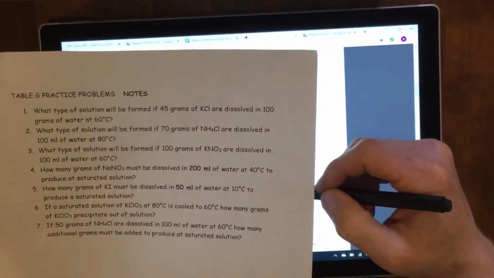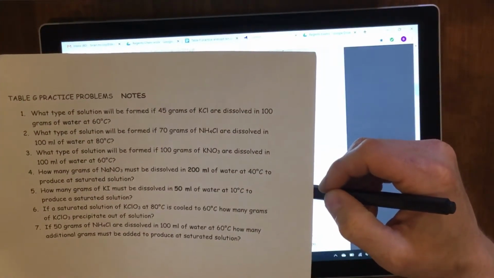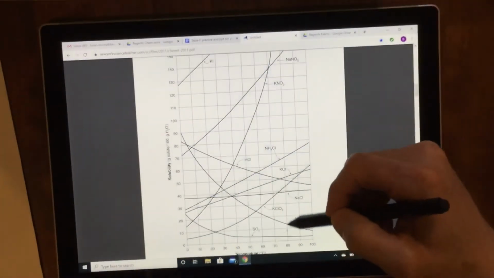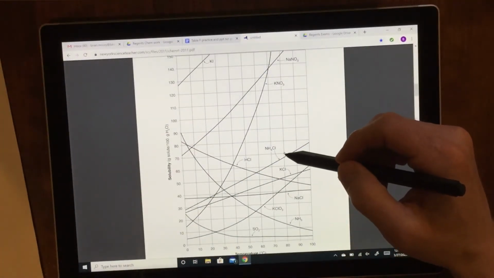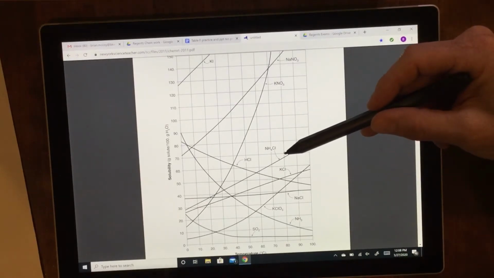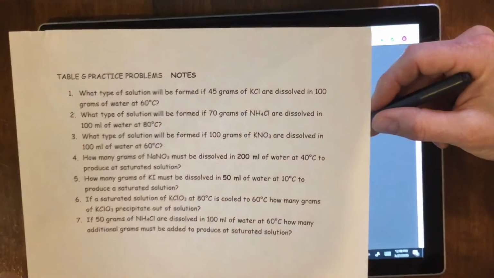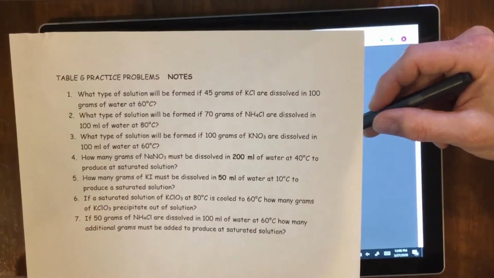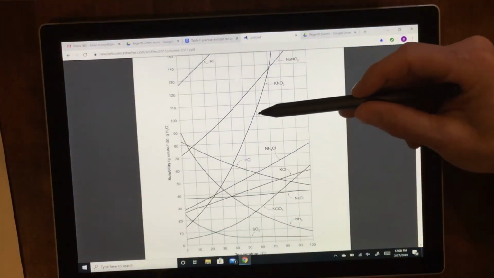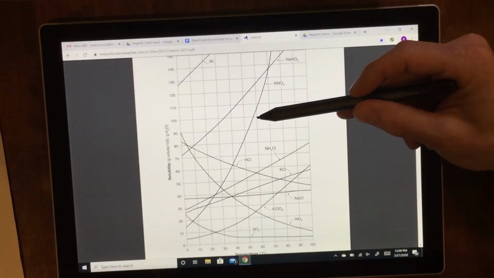2, what type of solution will be formed if 70 grams of NH4Cl at 80? Okay, so 80 and 70 puts me here. That is above NH4Cl, so supersaturated for number 2. Number 3, 100 grams KNO3, 60 degrees. 60 degrees, 100 grams right here. I am underneath KNO3, unsaturated.